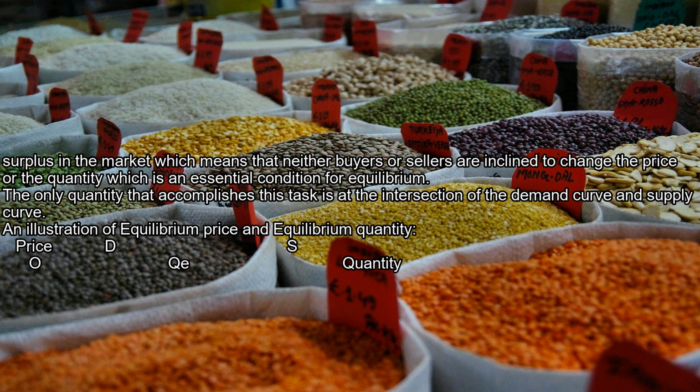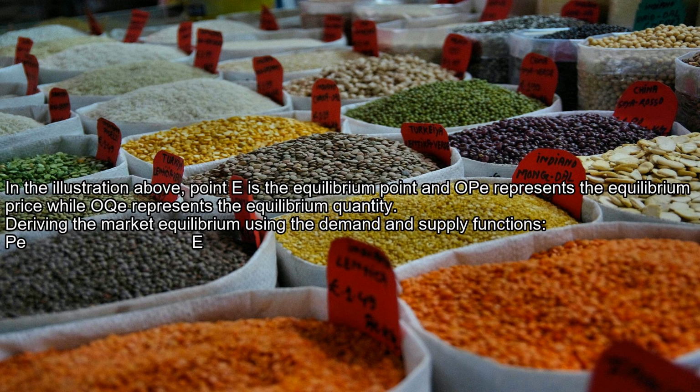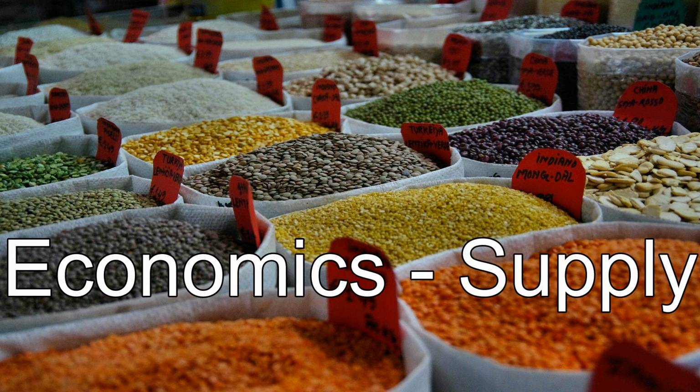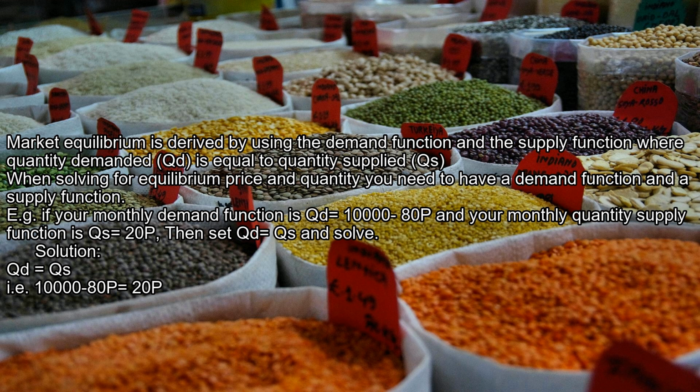An illustration of equilibrium price and equilibrium quantity. In the illustration above, point E is the equilibrium point, and OP represents the equilibrium price, while OQ represents the equilibrium quantity. Deriving the market equilibrium using the demand and supply functions. Market equilibrium is derived by using the demand function and the supply function, where quantity demanded QD is equal to quantity supplied QS.